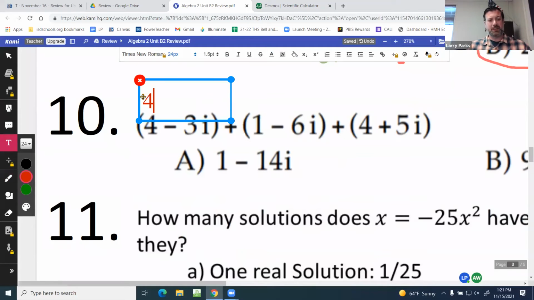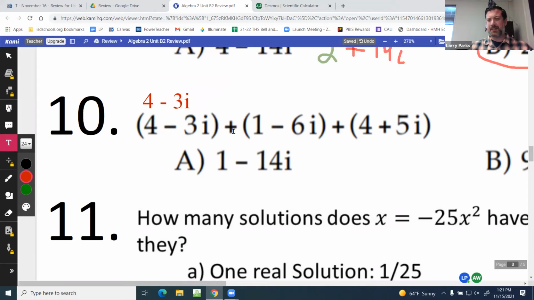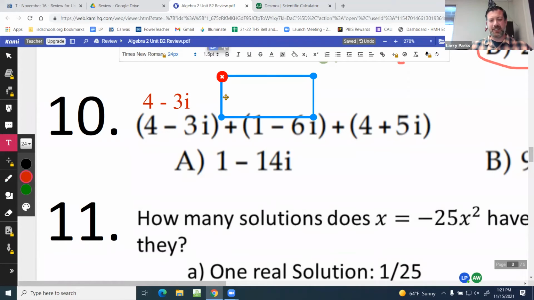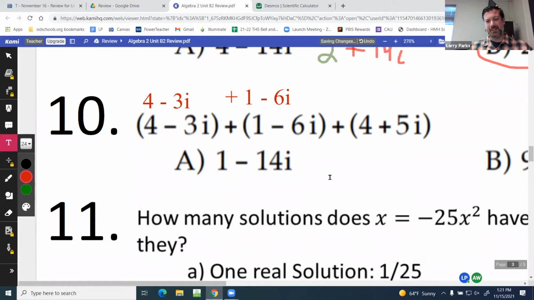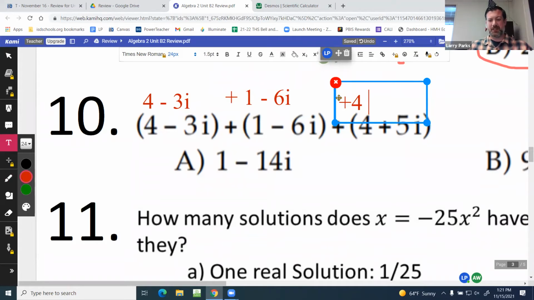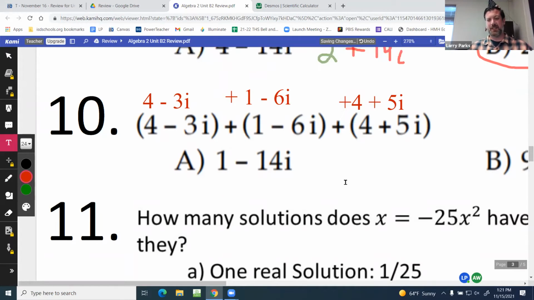So I have 4 minus 3i. Now here, the plus doesn't do anything. That's like a +1 distributing in. It doesn't change anything, so that's going to stay +1. That's going to stay -6i. Here, plus doesn't change anything, so that's going to stay +4 and +5i. So the plus in between the parentheses don't do anything.